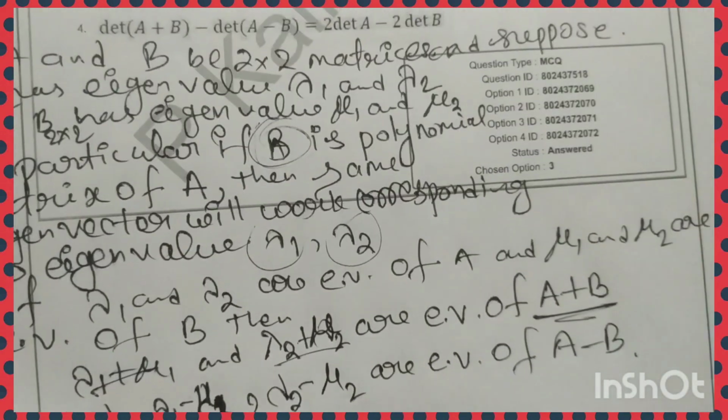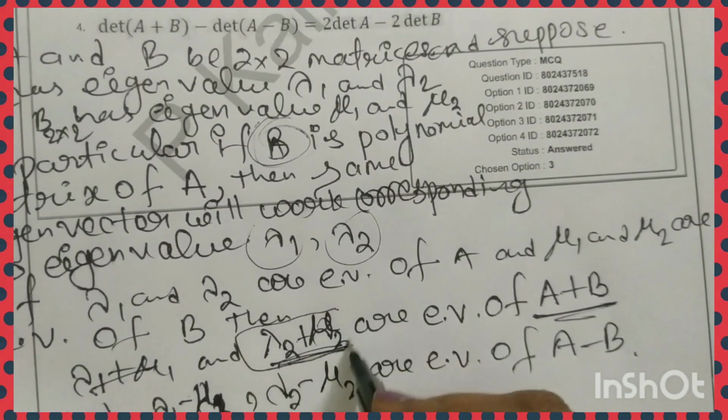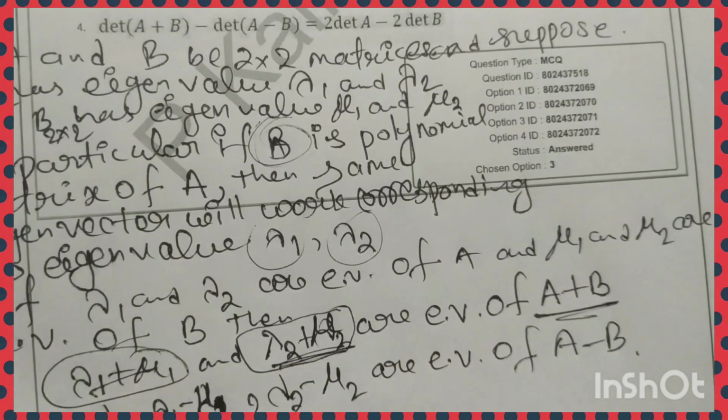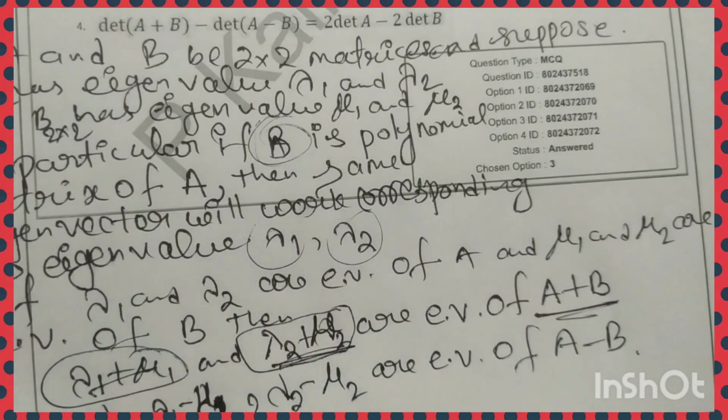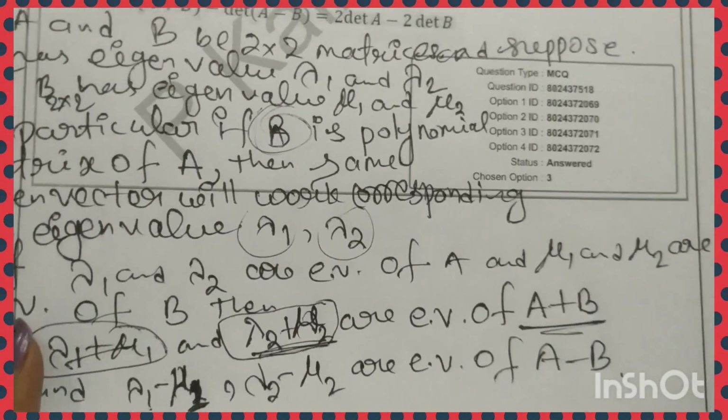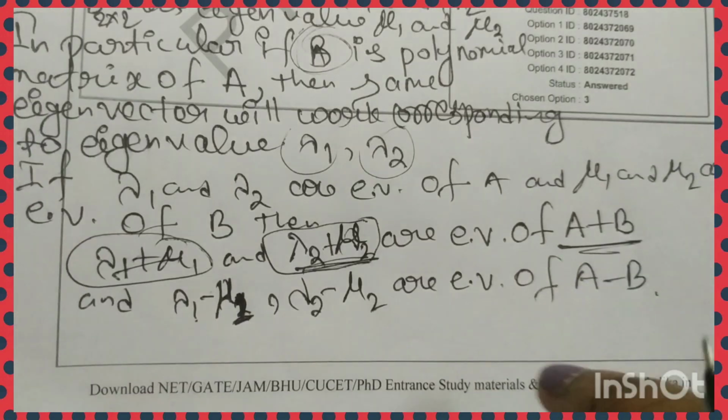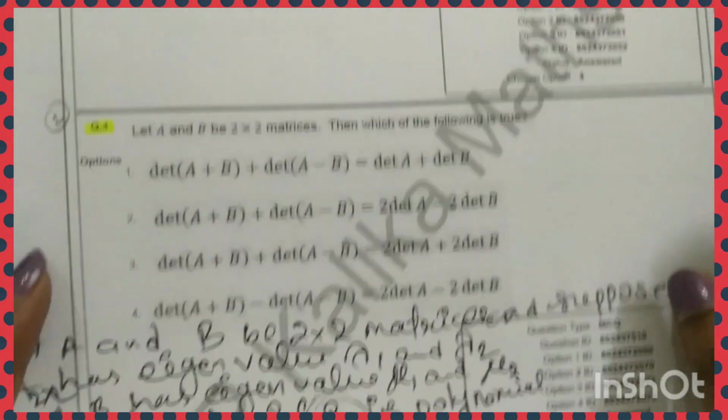See, it is possible to sum because the same eigenvector will work for A and B both, and that is why I am taking a particular case. Okay, I hope you are getting it. So in that particular case we are trying to solve. Now see all these things.